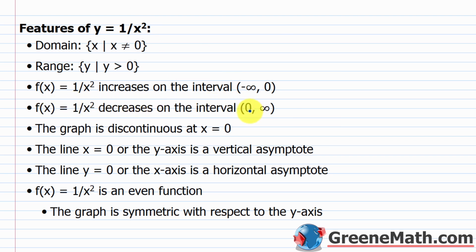So this is anything greater than 0. The graph is discontinuous at x equals 0. And then the line x equals 0, or the y-axis, is a vertical asymptote. Now this one, the line y equals 0, or the x-axis, is a horizontal asymptote.